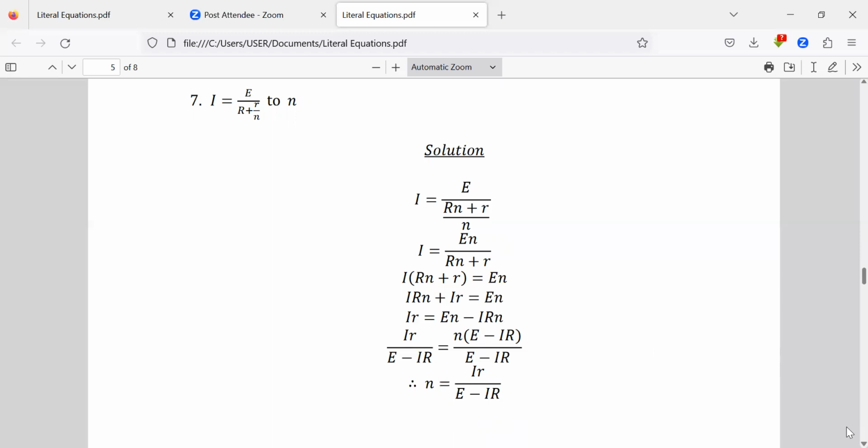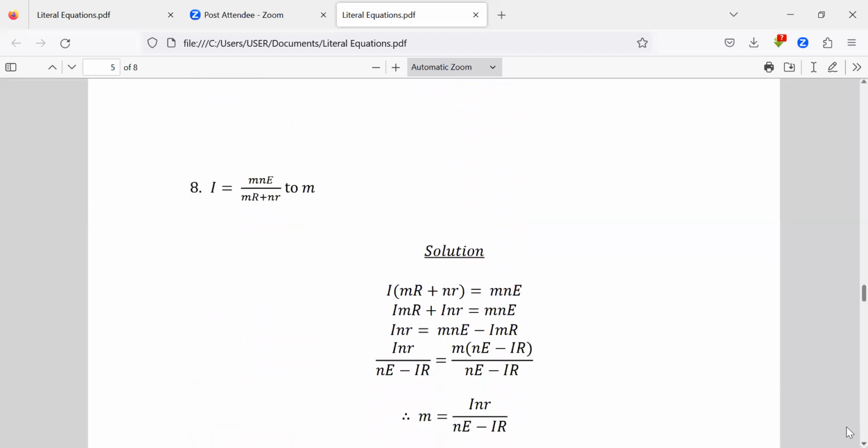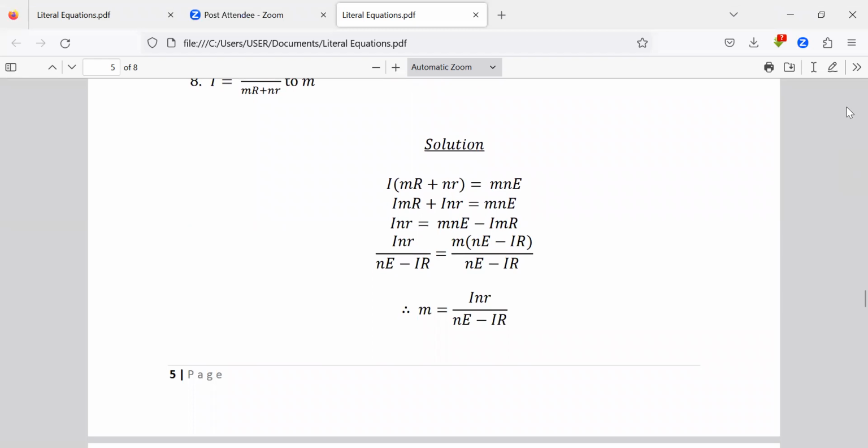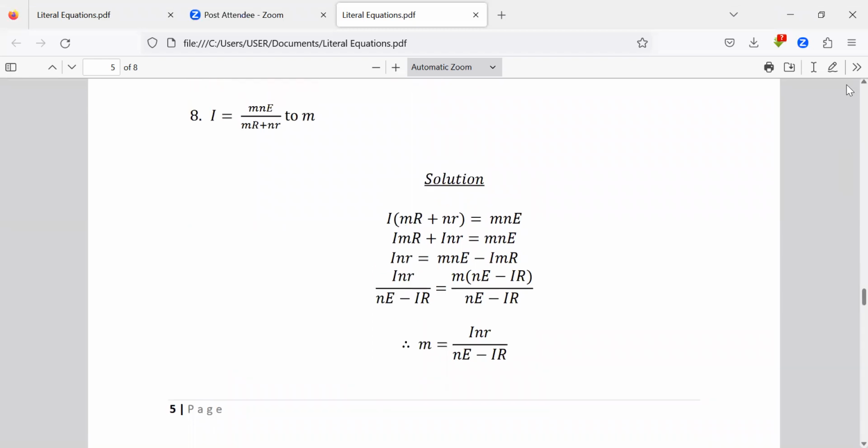We want to look at another example. That is example 8. Let's look at the expression. We have our I being equal to the whole of this expression. We want to make m the subject. So we multiply both sides of the equal sign by mr plus nr, and that takes us to this point.